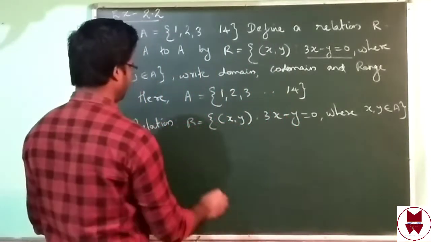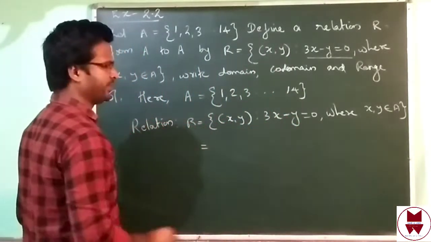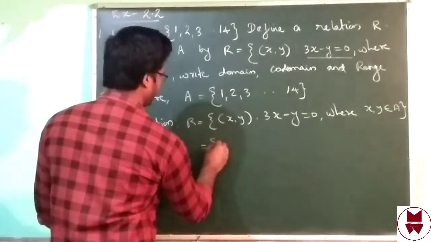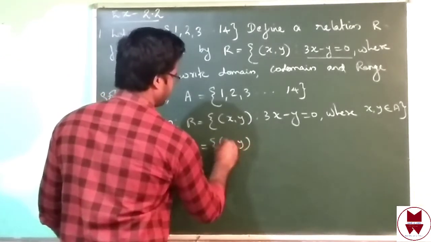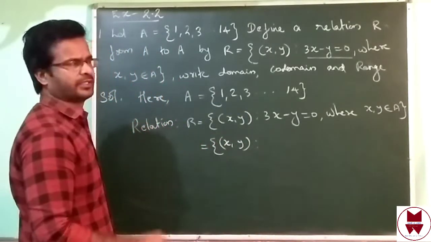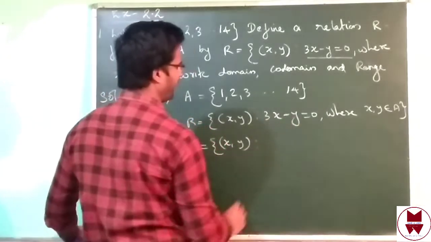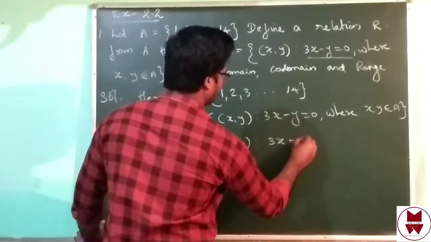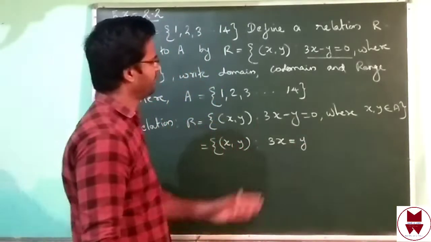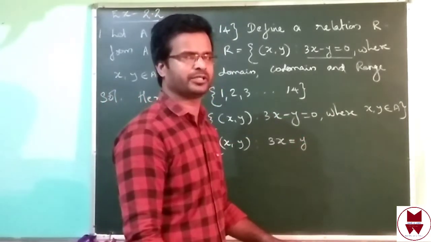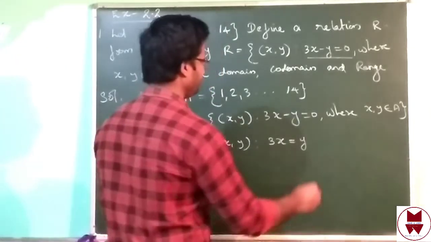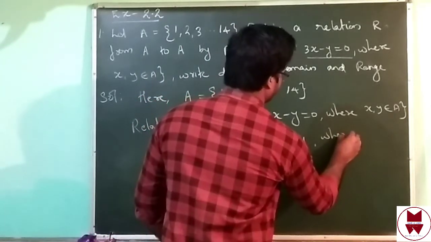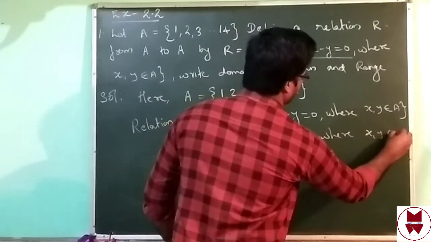This is the condition. Then the same relation I am going to change, with a small difference. I am going to write it in a slightly different way. This 3x minus y equal to 0 we can write as 3x equal to y. Possible? This y, bring to the right side: minus y becomes plus y. So 3x equal to y, where x, y belongs to A.